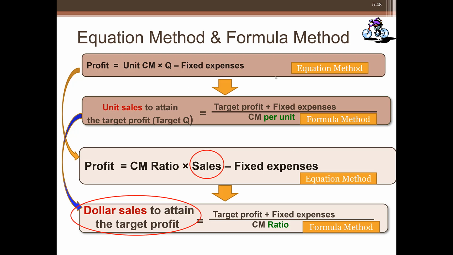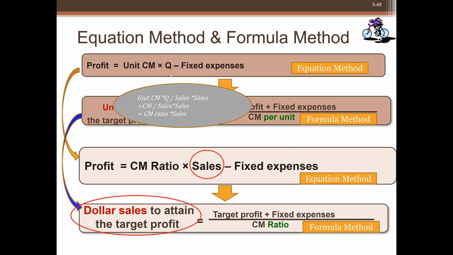Let's take a look at how we can rewrite these equations from the equation method to the formula method to calculate the dollar sales. Here, for the first equation, for unit contribution margin multiplied by Q, we can divide it by sales and multiply by sales. Those two cancel out. Unit contribution margin multiplied by Q is total contribution margin. Divided by sales is contribution margin ratio. That's why unit contribution margin times Q can be transformed into contribution margin ratio times sales.